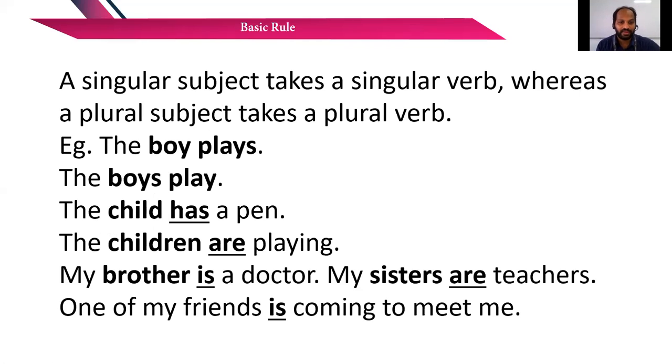There are other examples. The child has a pen. The child is singular, so it is has. The children are playing. It's plural here, so the children are playing. My brother is a doctor. My sisters are teachers. My brother is singular, so my brother is a doctor. My sisters are teachers.